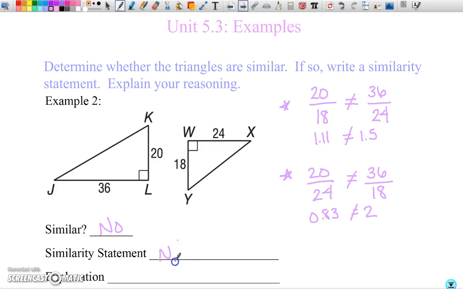So there's no similarity statement to write because they're not similar, and your explanation would be that the sides are not proportional.